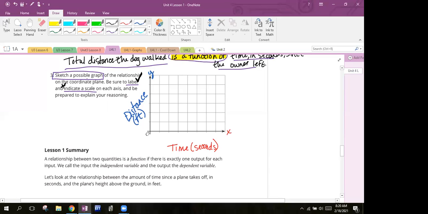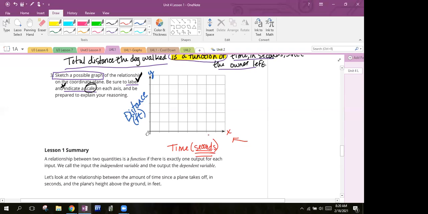Okay, so we know that when we're scaling a graph, that just means we're numbering it off. In the situation that we're talking about, it's that same situation where the dog was tied to the post when the owner went into the store. And it said that only a couple minutes had passed. So when we scale this, we just need to scale it to represent a couple of minutes, but we have to do it in seconds.